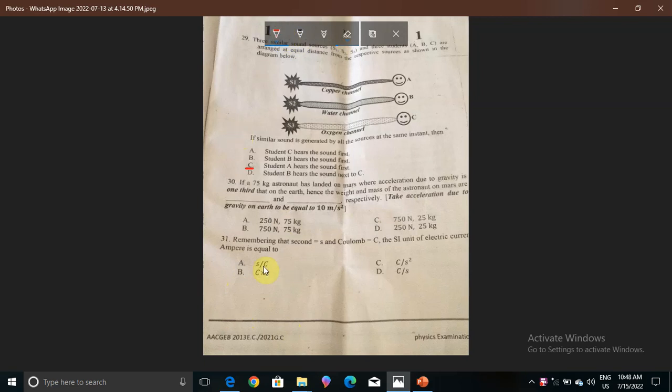we'll find weight, which is equal to what? 75, which means mass, times 1/3, which is the gravity, and times 10, because we have already here: take acceleration due to gravity on the earth to be equal to 10 meters per second square. So here by 1, here by 25, times 10, it will be 250.